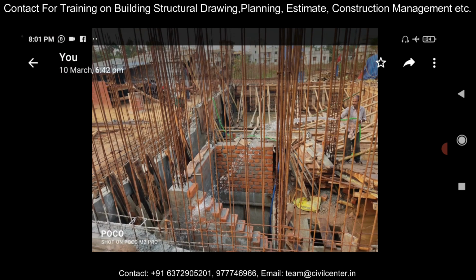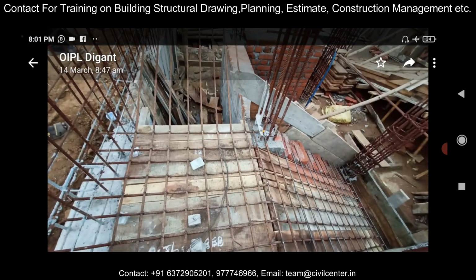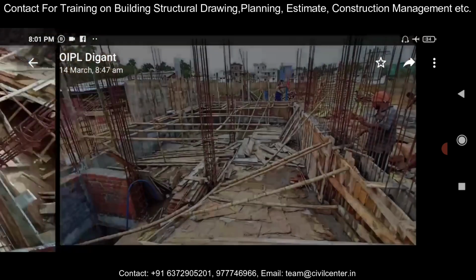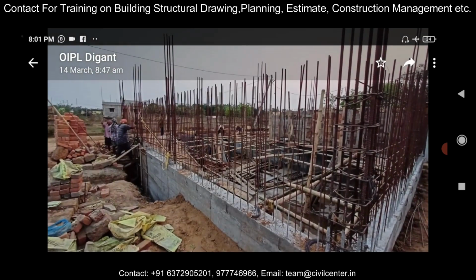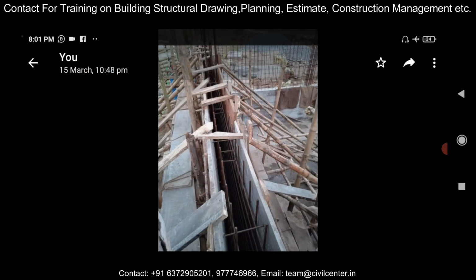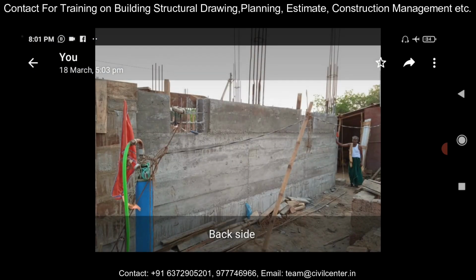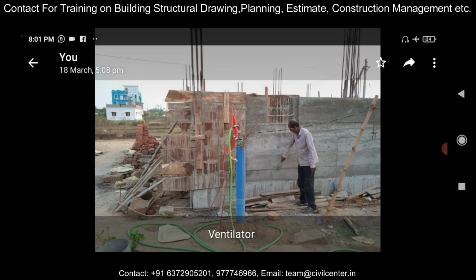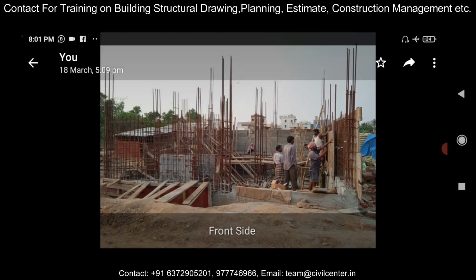So as you can see, water has started to be sprayed for all the curing process, and side by side we are also doing the RCC wall. RCC wall shuttering and concreting is ongoing. While the RCC wall shuttering and concreting is ongoing, as you can see, this is the back side, this is the ventilator which has been applied, and this is the right side.